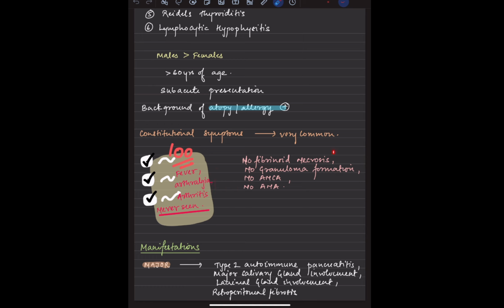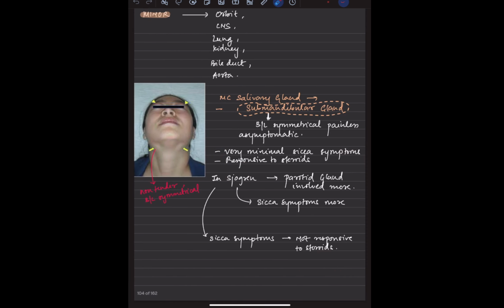Okay, there won't be any fibrinoid necrosis on the biopsy, no granuloma formation as such, there is no ANCA and there is no ANA as well. So when it comes to manifestation, one of the major things that comes to our mind is type 1 autoimmune pancreatitis. This has to be kept in mind when we are talking about IgG4 disease. Okay, the next thing is major salivary gland involvement, lacrimal gland involvement, and there could be retroperitoneal fibrosis as well. And the minor things are the other organs that could be involved.